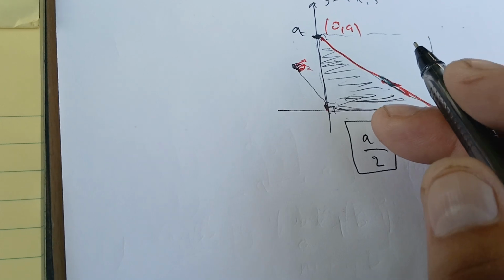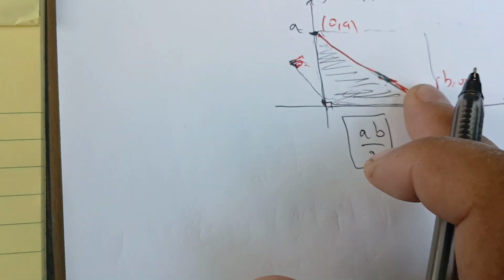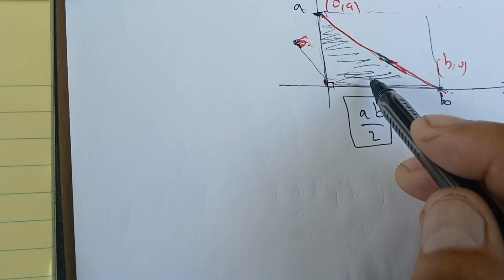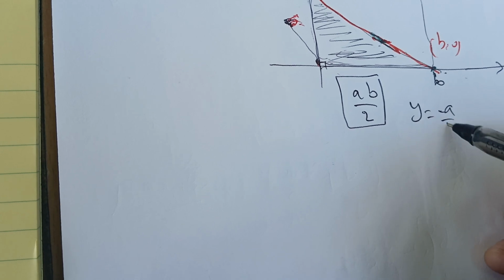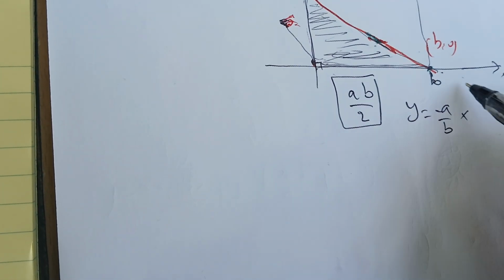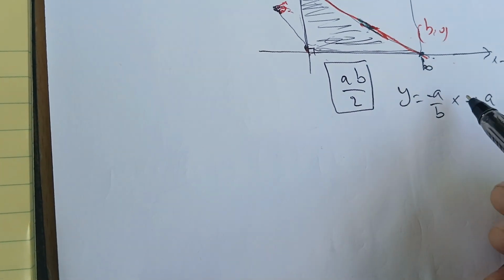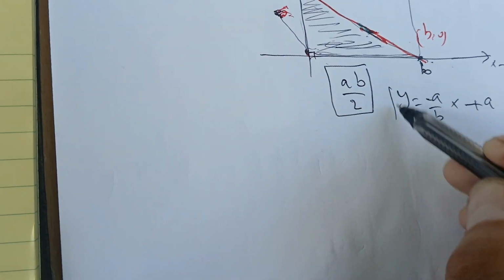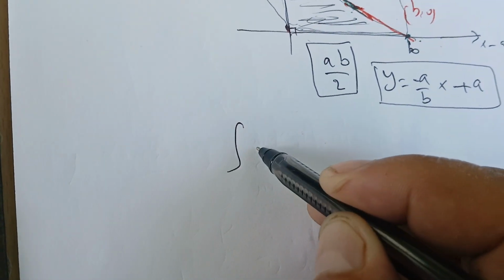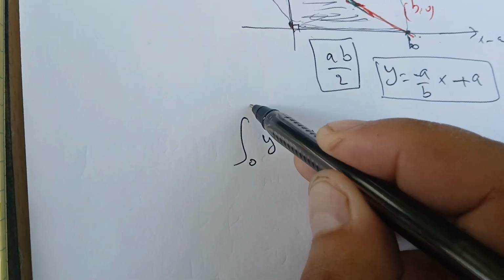Now, to use calculus and find the area, we need to find the equation of this line. I think if I do it correctly, the slope here is minus a over b. It's minus a over b x, and when we hit b, we get zero. To hit zero at the x-intercept, we need to have a here. Yes, so I think this is the equation. Now I need to integrate. My function y of x dx, and I have to integrate between 0 and b.